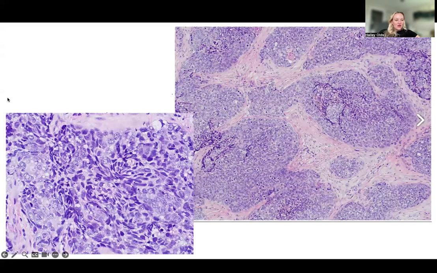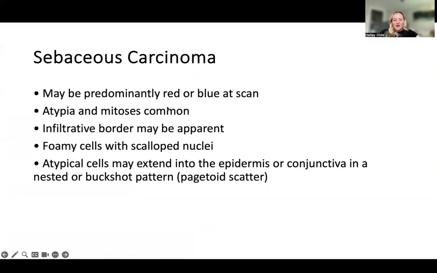Okay, next one. So again, you can tell that it's sebaceous because you see some sebaceous type cells. But then you also have these basaloid cells that look abnormal, like their nuclei are pretty big. I'm seeing if I can find any mitotic figures, but you might see those in there. Basically, it just looks more malignant. So this is a sebaceous carcinoma. You see foamy cells with scalloped nuclei, and you see atypical cells extending into the epidermis or the conjunctiva in a nested or buckshot pattern. And then the infiltrative border may be apparent as well.